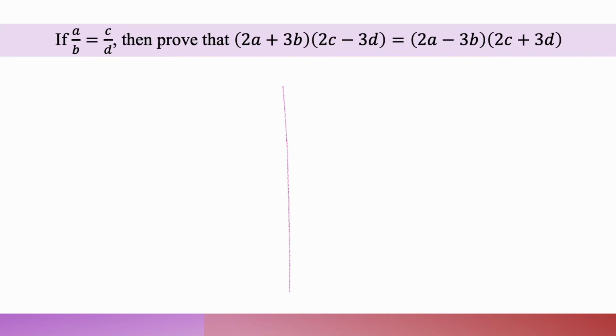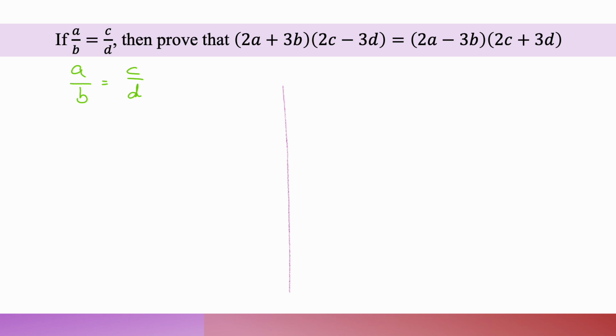Ratio and proportion. So let us see our first sum today. The question is, if a upon b is equal to c upon d, then prove that (2a plus 3b) into (2c minus 3d) is equal to (2a minus 3b) into (2c plus 3d). So we are given a proportion a upon b is equal to c upon d.